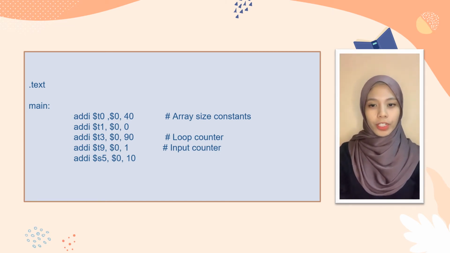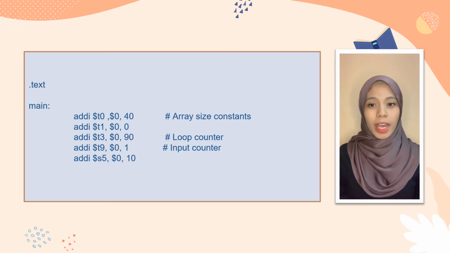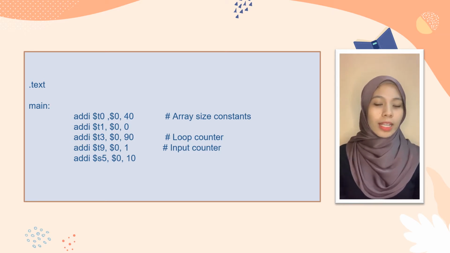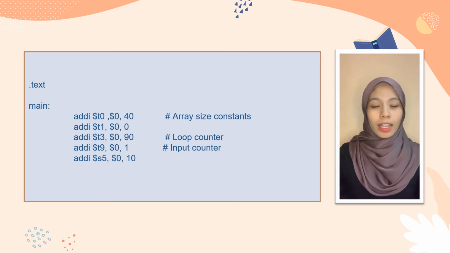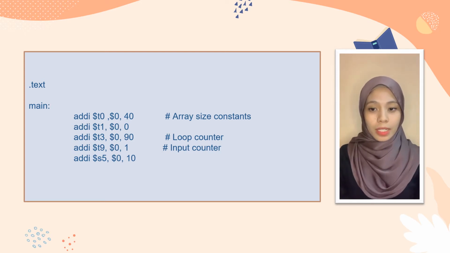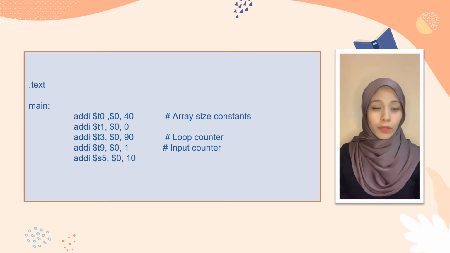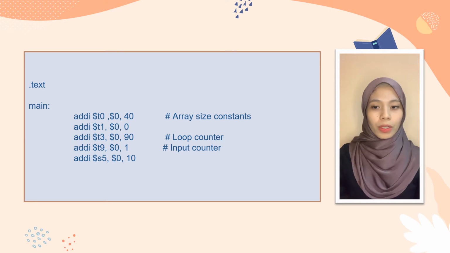In the main function, at the start we hold a 0 value in a register using ADDI, which is called add immediate and is similar to the add instruction, except that the last argument is a number, which is 40, instead of a register. This line, ADDI $T0, $0, means $T0 equals $0 plus 40. 40 will be stored in $T0. The following line has the same meaning.